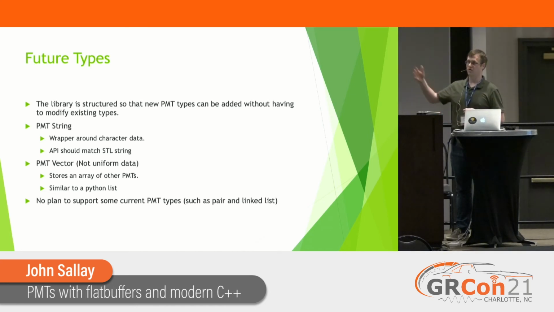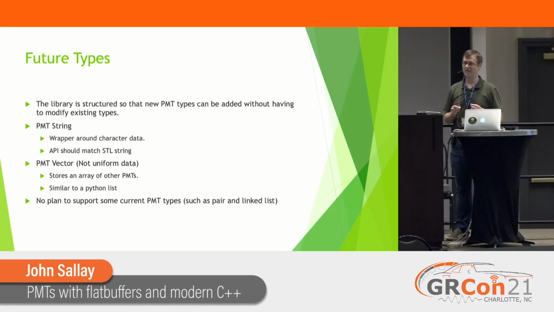We want to have a string type, should be fairly straightforward, and match a standard template library string. We also want to have a vector that matches the current PMT vector, which would mean that all of the elements are PMTs rather than uniform data. These are going to give us the primary data structures that the vast majority of the cases I've at least seen are using. There's no plan right now.